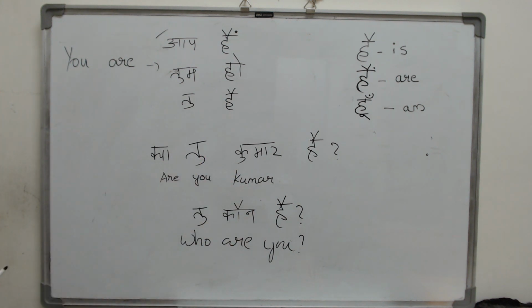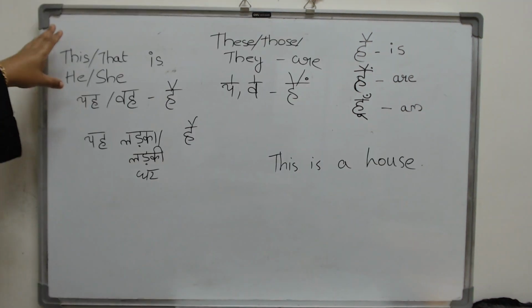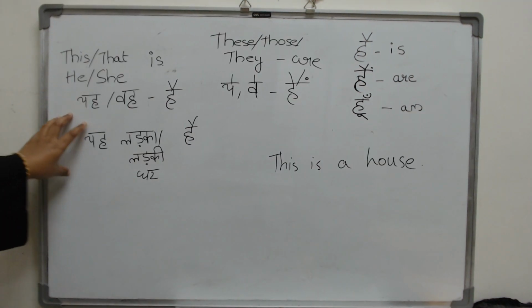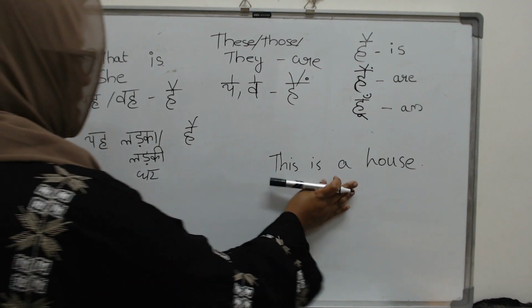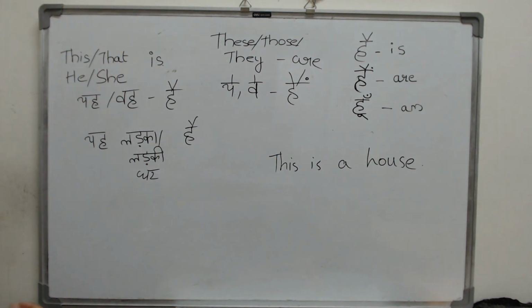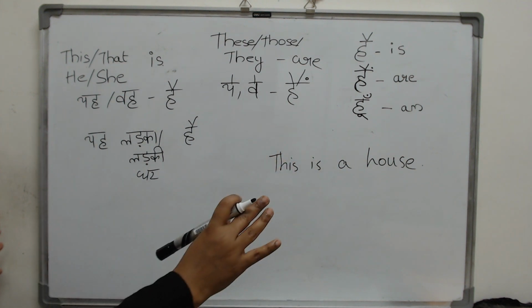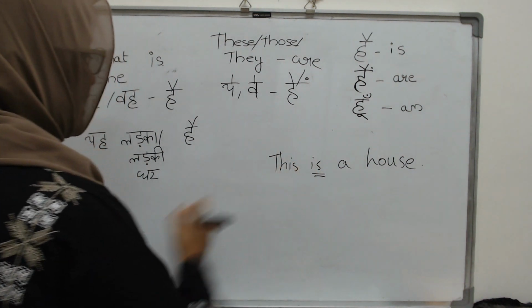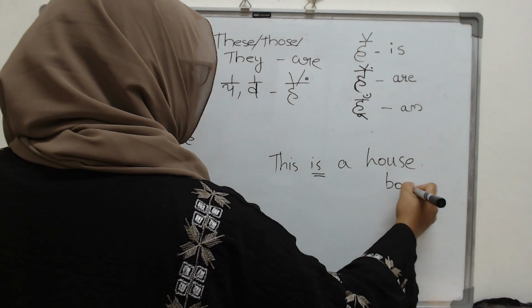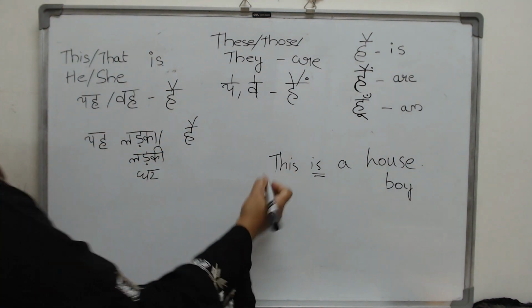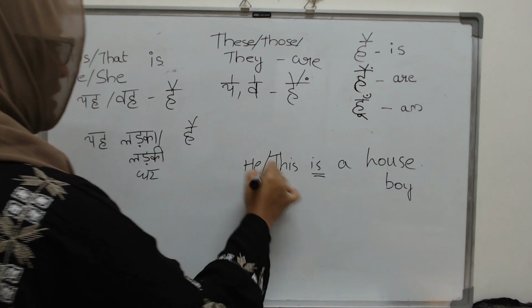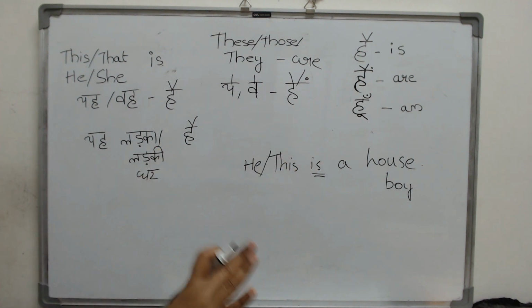Now we come to the last set of examples. Now look at this. This is a house. Now, what if I am talking about a male? Will the construction of this sentence change? Will the use of is change if I put this is a boy? No. Instead of this, you will put he. But then the use of is remains as it is.